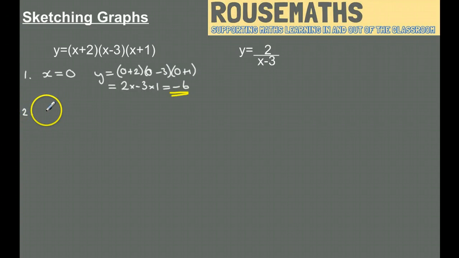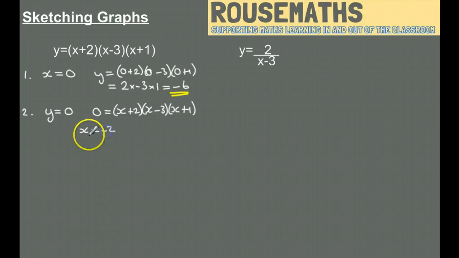For our second point, we need to find out where it crosses the x-axis by making y equal to 0. Because we've got it in factorised form, it's not too much bother to spot that the values of x that will make this equal to 0 are x equals negative 2, or x equals 3, or x equals negative 1. That's exactly the same as solving quadratics, where these three things are multiplied together to give 0. One of them has got to be 0, and you identify the three values that will make that happen.